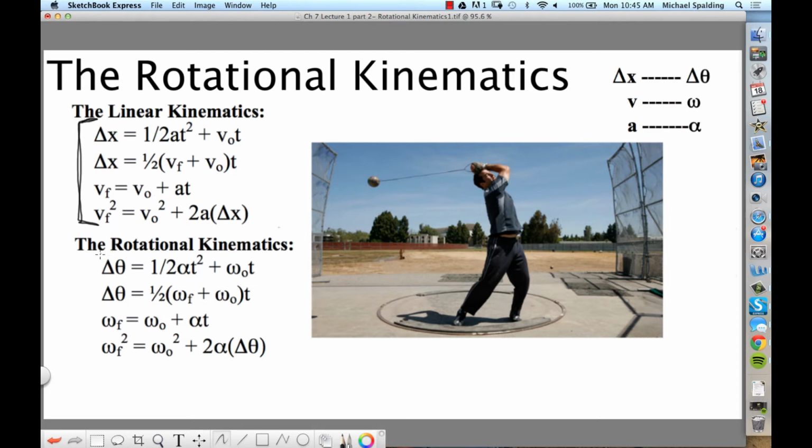These are the motion equations. Now, the rotational kinematics, the point I want to make here is that these equations are the same as the linear kinematics. These four equations up here are identical to these four equations down here. Okay, but what happened? Your linear displacement is now changed to angular displacement. Your linear velocity is now angular velocity. Your linear acceleration is now angular acceleration.